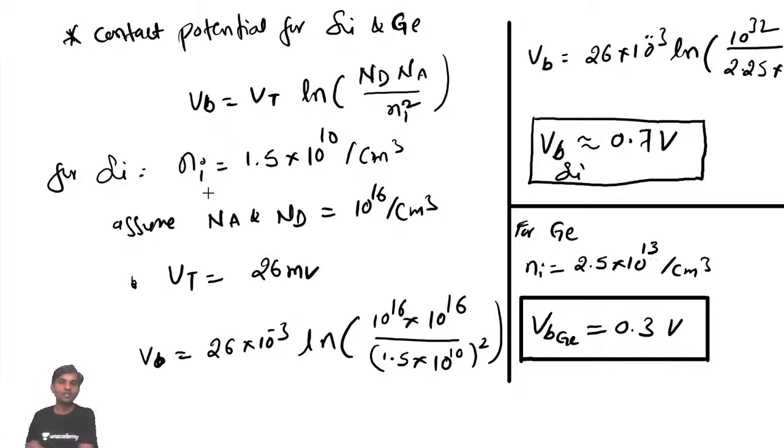Vasu, you are asking that this Na and Nd will be different, right? If Na is high, Nd will be less. If Nd is high, Na will be less. But almost the multiplication will come out the same way. That is why we consider it this way. Your doubt is correct. If acceptor concentration is high, the donor concentration will be less. If the donor concentration is high, acceptor concentration will be low. Did you understand?